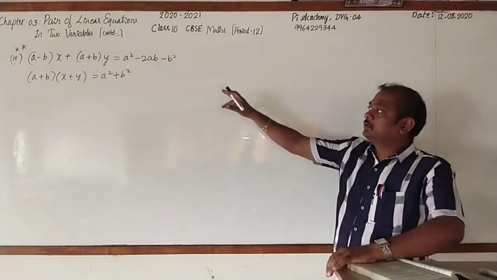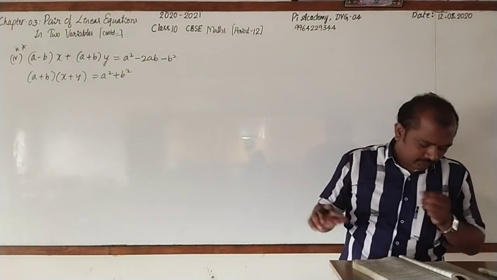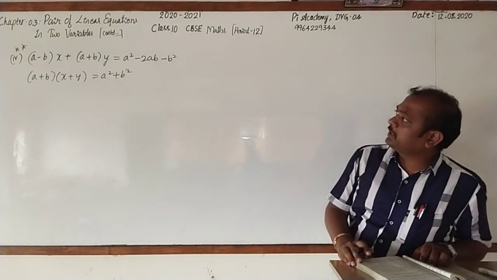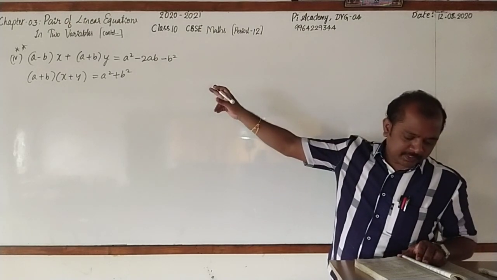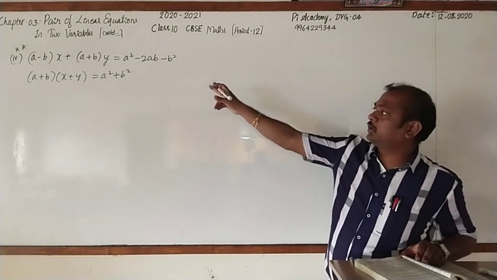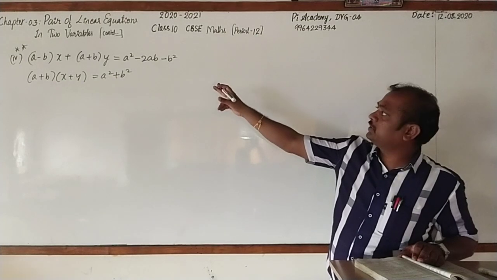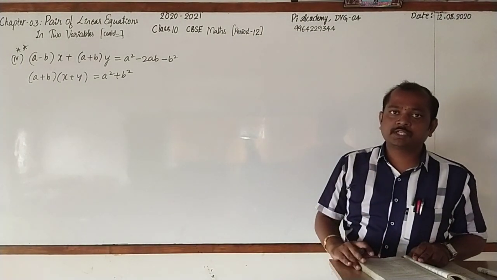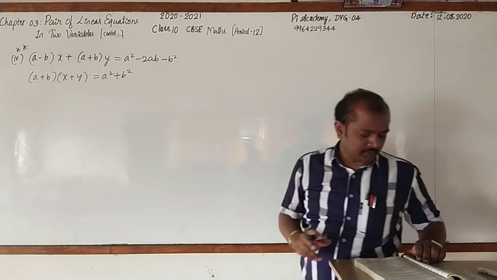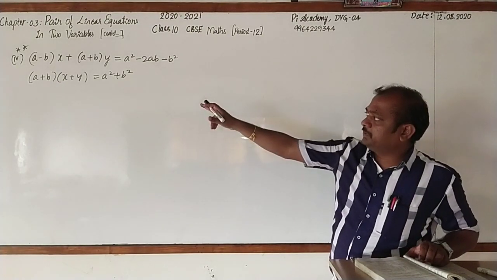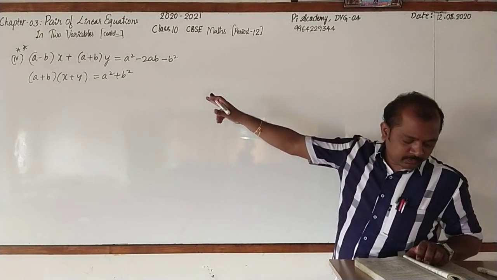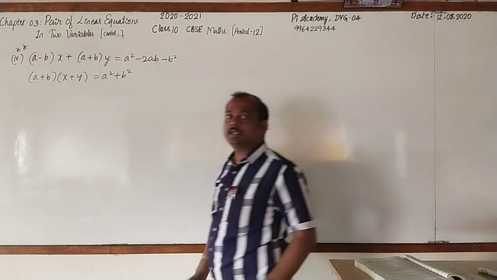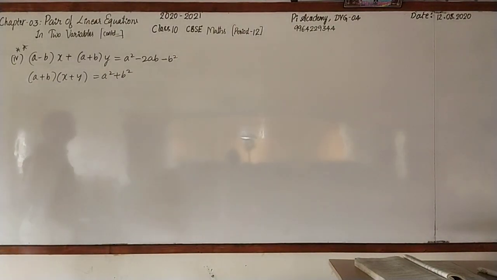Dear students, please go through that and write. It is (a minus b) into x plus (a plus b) into y, which is equal to a square minus 2ab minus b square. Have you written the first equation? Then write the next equation. It is (a plus b) into (x plus y), which is equal to a square plus b square. Hope that you have written.